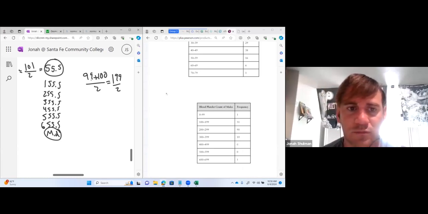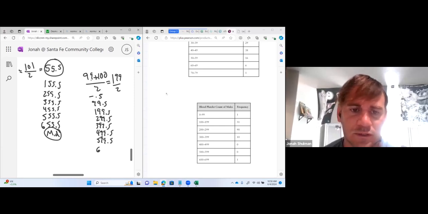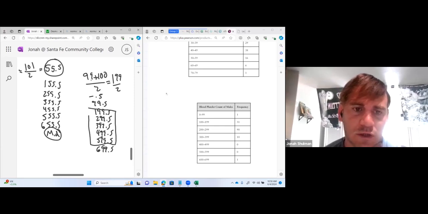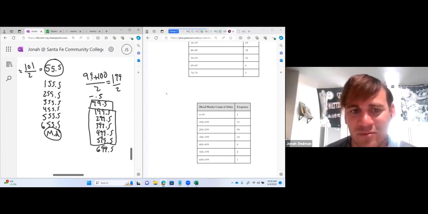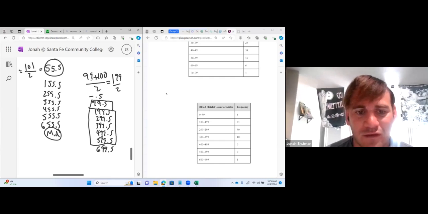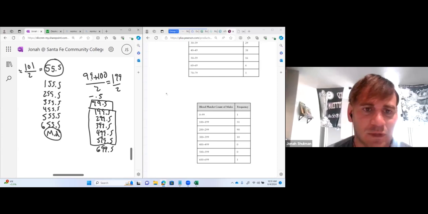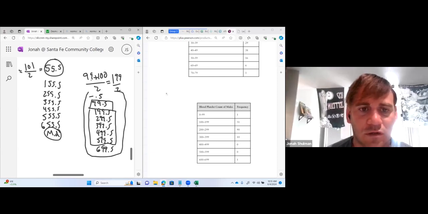The first one's going to be negative 0.5, 99.5, 199.5, 299.5, 399.5, 499.5, 599.5, 699.5. After you got the first one, the pattern is just 100. The first one, what is less than that? 99.5 minus 100 is negative 0.5, and 599.5 plus 100 is going to be 699.5. It's just the pattern. So these are all of your midpoints.